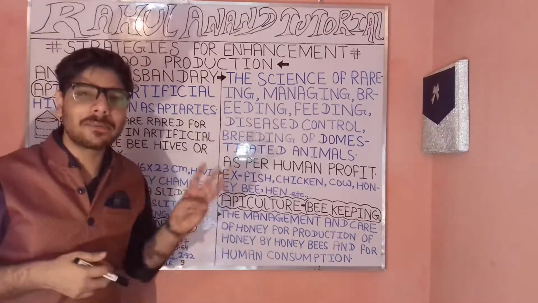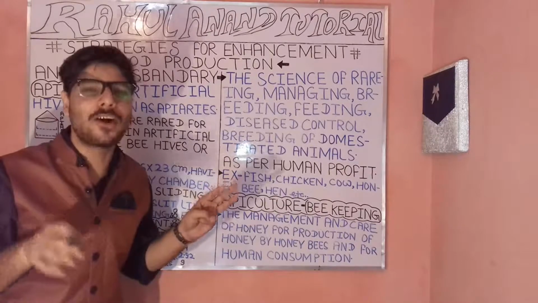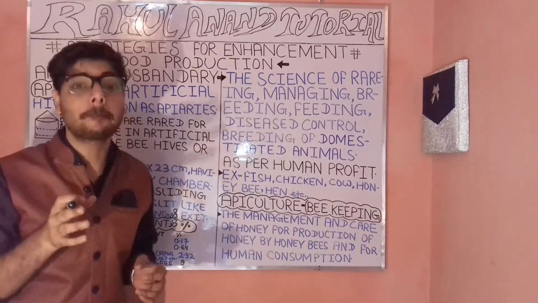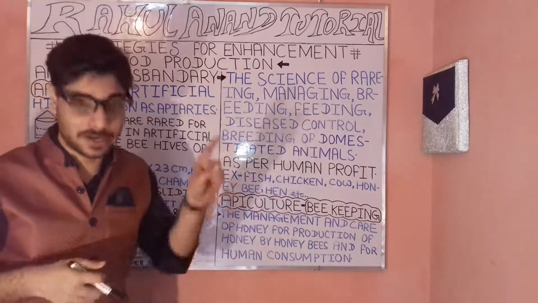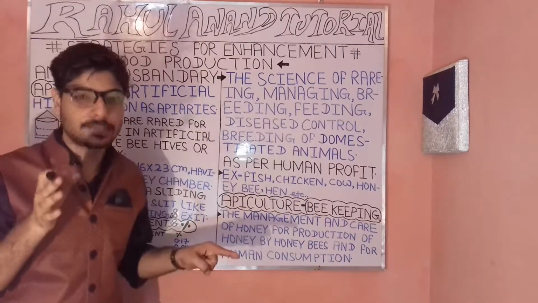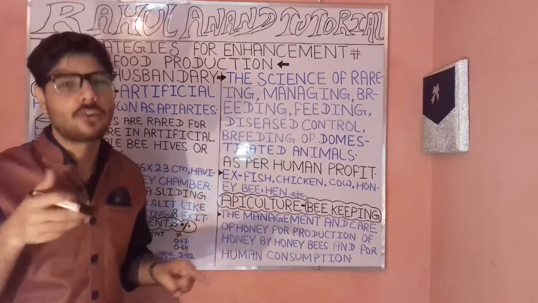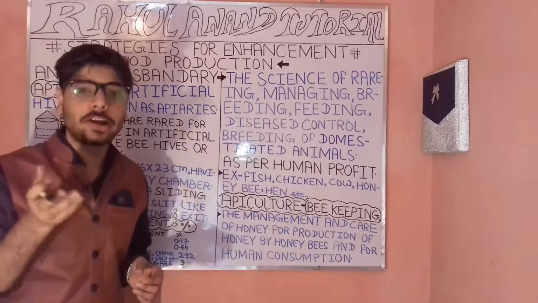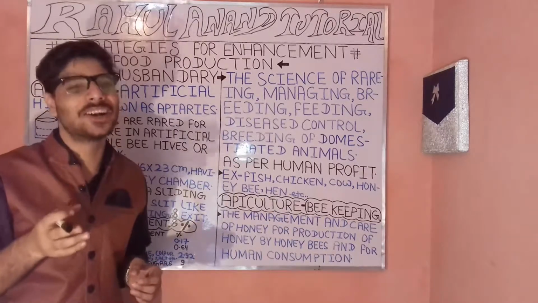Now, when we talk about bees, how many types are there? They are the worker bees, then the drone bees, and then we have the queen bee. You already know the role of the queen: she is the ruler.